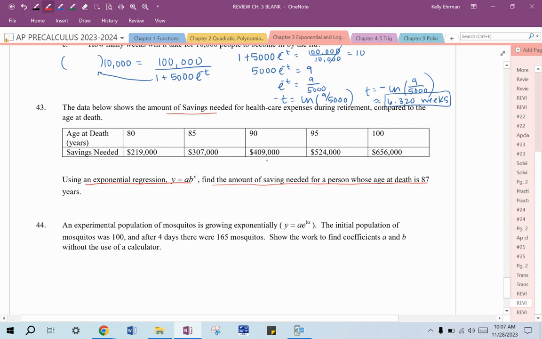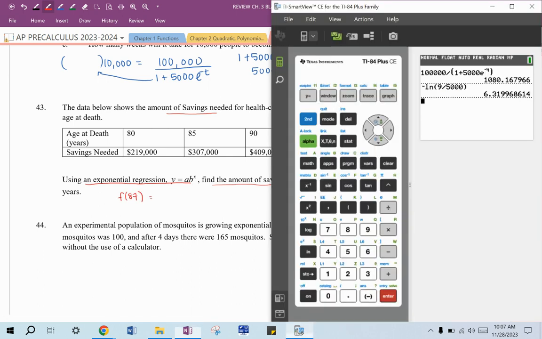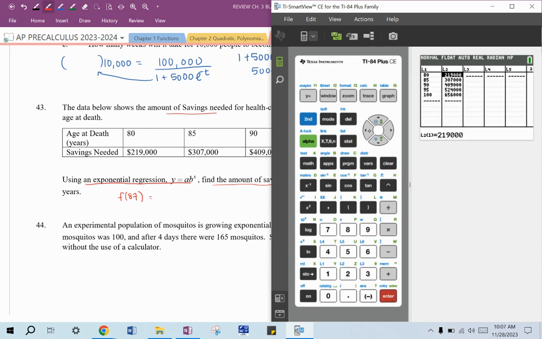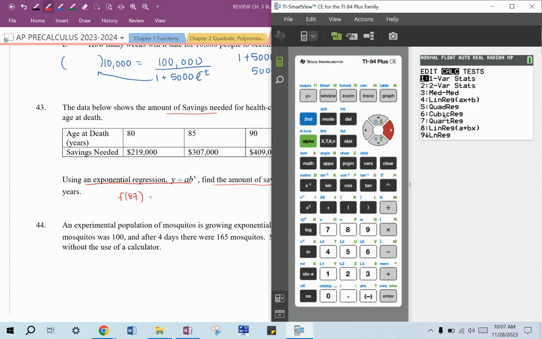We're basically being asked to find f of 87. And we need a model to do that. So in your calculator, go to Stat, Edit. I've already got the numbers typed in. So take a minute to put the ages into L1 and the dollar amounts into L2. And then you're going to go to Stat, Calc, option 0 is exponential regression. You can just type 0, but I always like to show where it is.